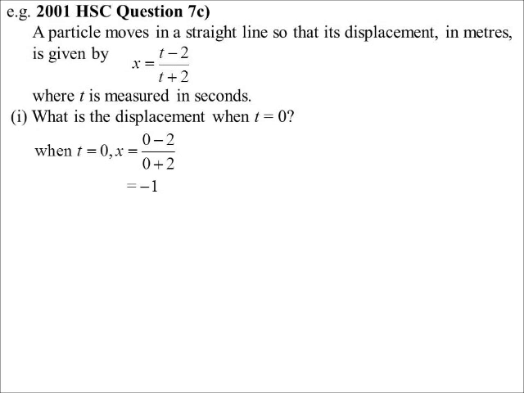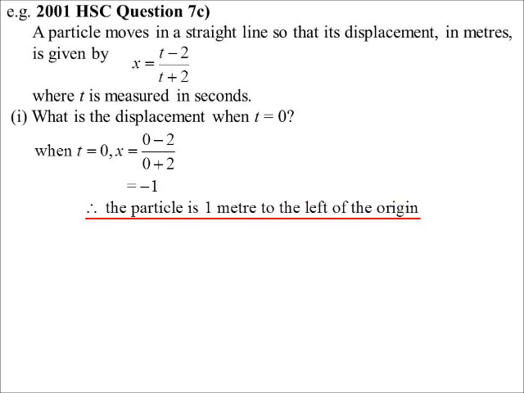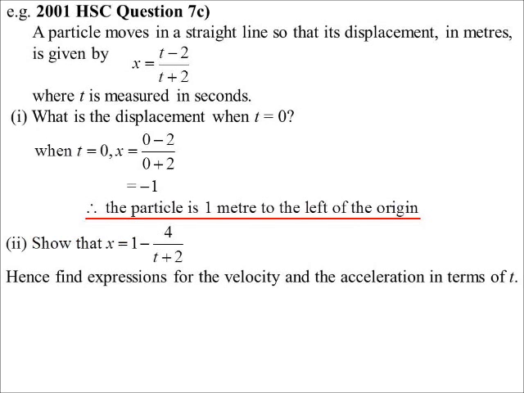Okay, -1. That's a bit of a gift question there. Show that x equals 1 minus 4 on t plus 2. If you really want a gift question, now that's a gift question. In other words, break this fraction down. It's going to be 1 plus... Oh, well, what do you know? 1 plus 4, that's the same as saying t plus 2 minus 4 on t plus 2. Oh, that works out. t minus 2 on t plus 2. What do you know?